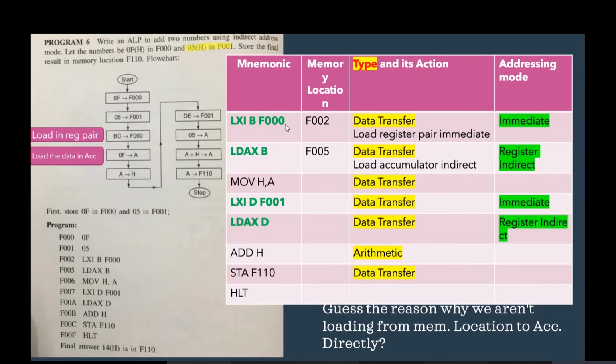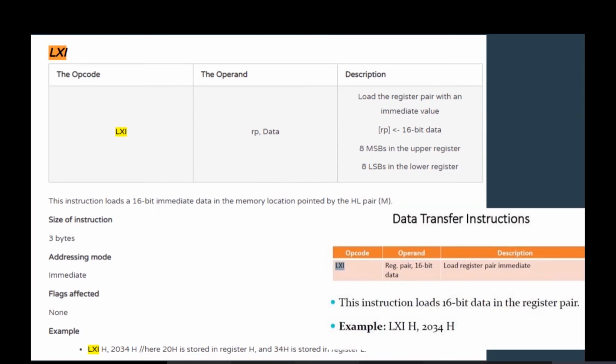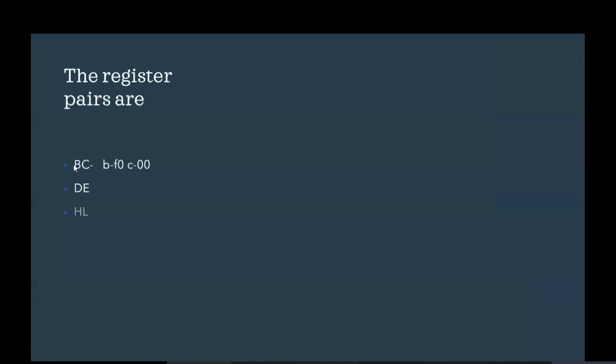LXI B F000. What are we doing here? We are loading into a register pair. Now remember, whenever you see X, we are trying to say that it's going to be a register pair. So when we see B, the register pair is BC. B cannot be coupled with some other register. BC, DE, HL, as I said, are all couples and they are faithful to each other. That means you can't couple B and E, you can't couple B and D, you can't couple C and H. BC is one couple, DE is one couple, HL is one couple.